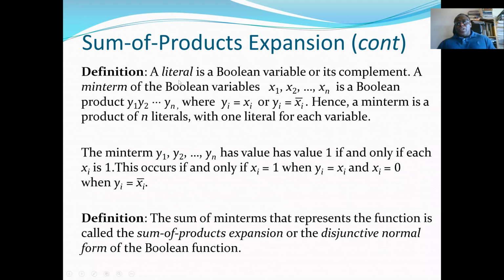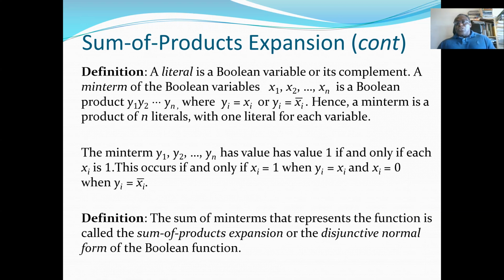So the definition said a literal is a Boolean variable or its complement. So a minterm of the Boolean variables x1, x2, up to xn is a Boolean product of y1, y2 up to yn, where again yi equals xi, or we can have yi equal to xi invert, complement or invert. So hence a minterm is a product of n literals with 1 literal for each variable. So the minterm y1, y2 up to yn has a value 1 if and only if each yi is 1. And this occurs if and only if xi is 1 when yi equals xi, and also xi equals 0 when yi equals xi invert.